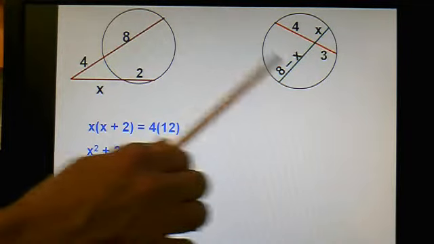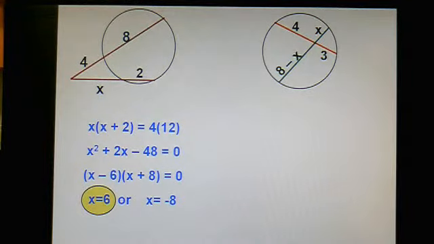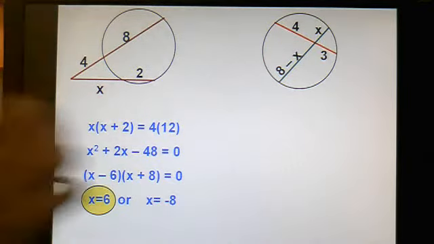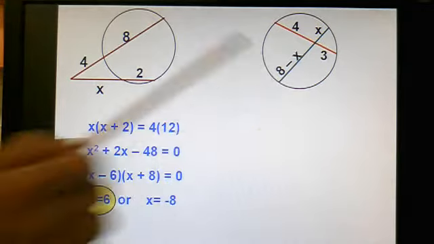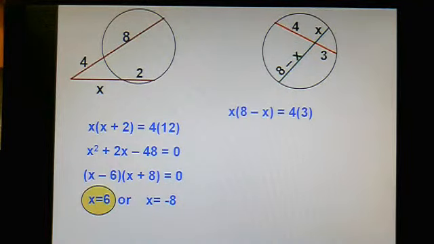So this is a review of the previous page if you forgot. Flip the page over. It's 4 times 3, and it's x times 8 minus x. This is just this chords relationship. So here's where the quadratic comes in. 8x and negative x squared. And on this side, of course, we get 12.